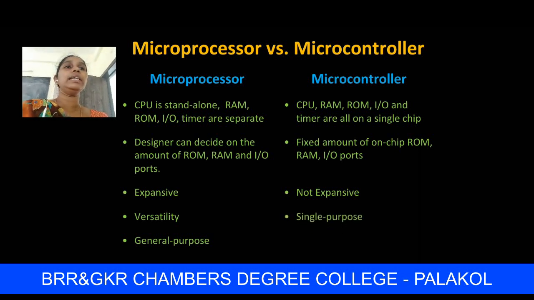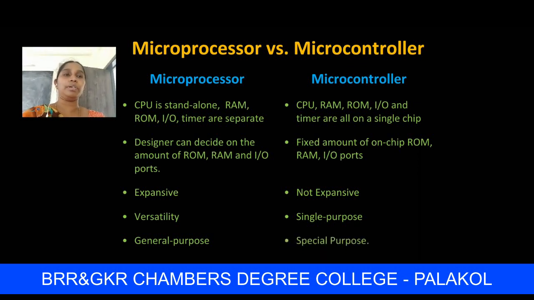Next, these are single purpose processors. That means a microprocessor can be used for general purposes, for whatever applications we want, but microcontrollers are used only for a single purpose, so they are also special purpose controllers.